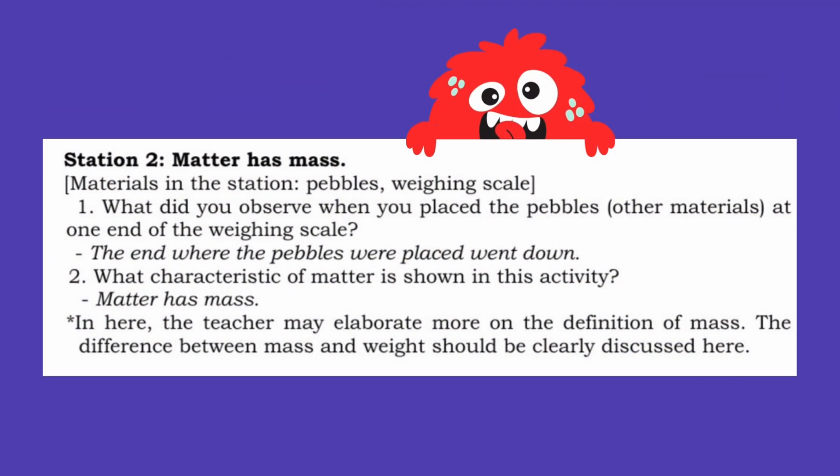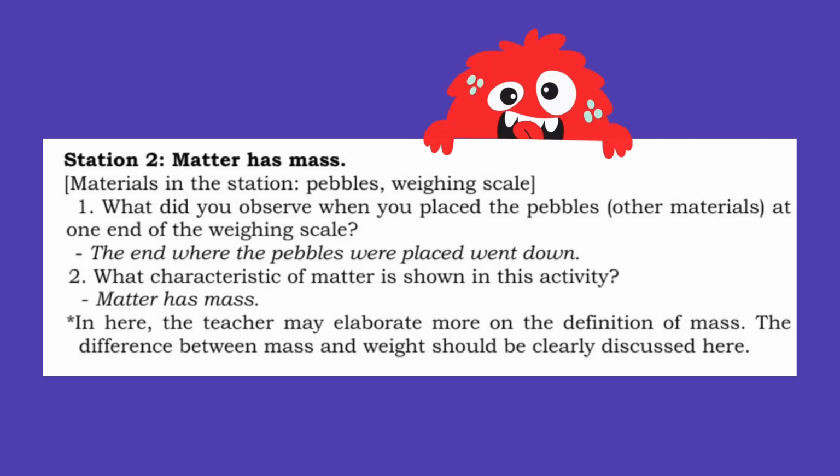Alright, so for station 2, matter has mass. For this station, yung materials that we have is pebbles and weighing scale. What did you observe when you placed the pebbles or other materials at one end of the weighing scale? The end where the pebbles were placed went down. Okay, what characteristics of matter is shown in this activity? Matter has mass. In here, the teacher may elaborate more on the definition of mass. Okay, so we already discussed this a while ago.